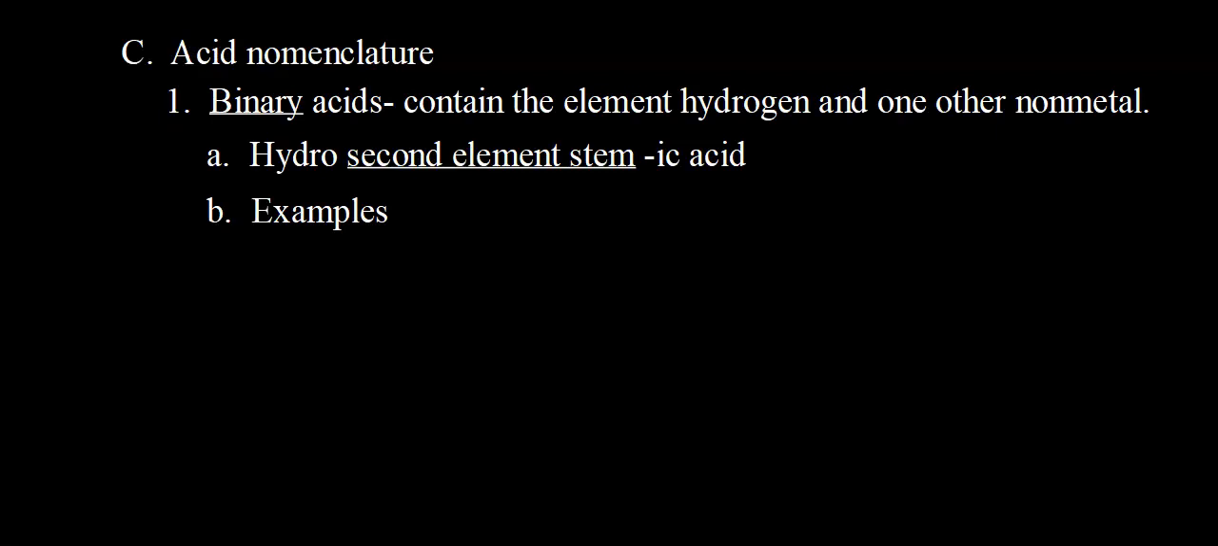All right, next up, naming acids, acid nomenclature. There are 2 types of acids. We have binary acids and ternary acids. Binary acids contain the element hydrogen and 1 other nonmetal. How we name binary acids is we use the prefix hydro. They all start with hydro. And then the second element's stem, so it's not the whole name. So the stem of the second element, and then we add the suffix ic, and then the next word is acid. So here's one you should know.